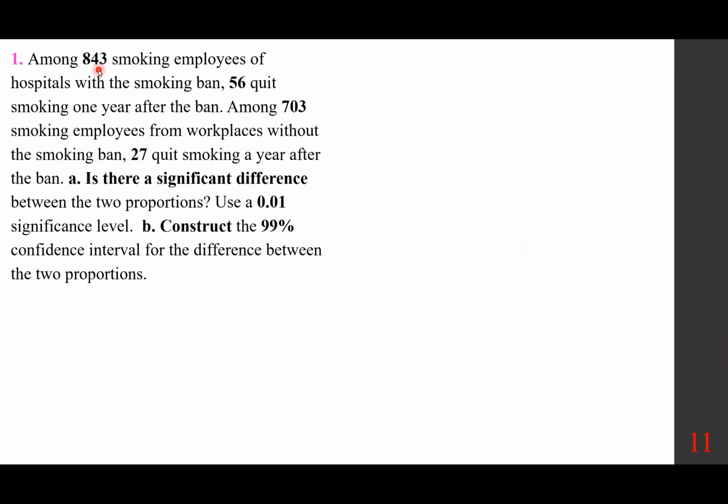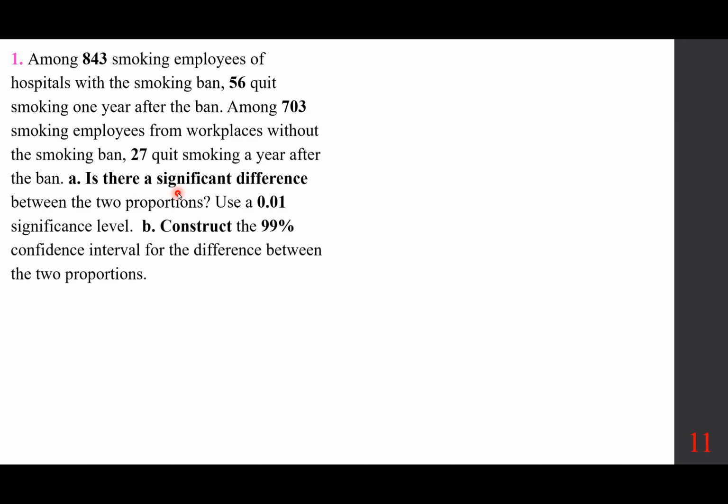Among 843 smoking employees of hospitals with the smoking ban, 56 quit smoking 1 year after the ban. Among 703 smoking employees from a workplace without the smoking ban, 27 quit smoking a year after the ban. Part A, is there a significant difference between the two proportions? Use a 0.01 significance level. And for part B, construct the 99% confidence interval for the difference between the two proportions.